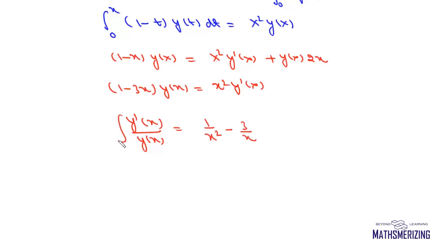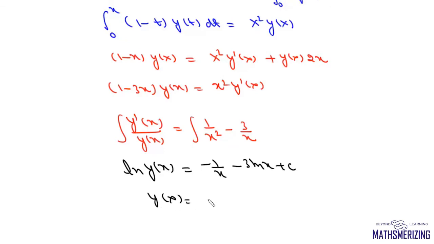Now we'll integrate these two functions with respect to x. Now here we'll get log y as a function of x, and here will be minus 1 by x minus 3 log x, and plus integration constant c. So we can write y as a function of x as e to the power minus 1 by x into e to the power minus 3 log x into e to the power c.